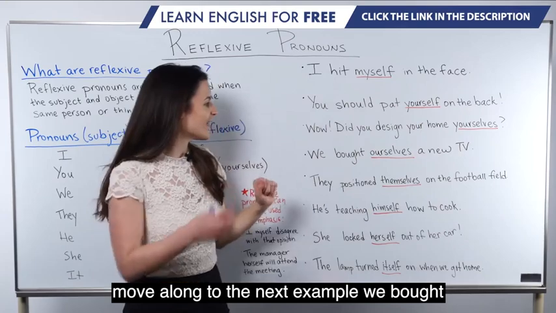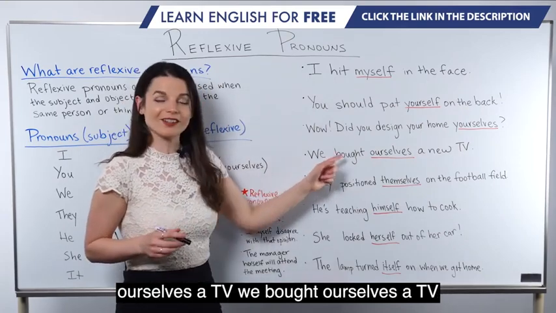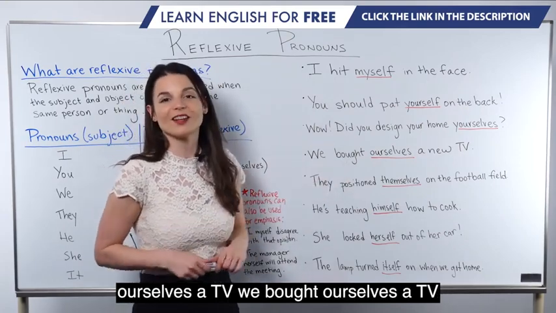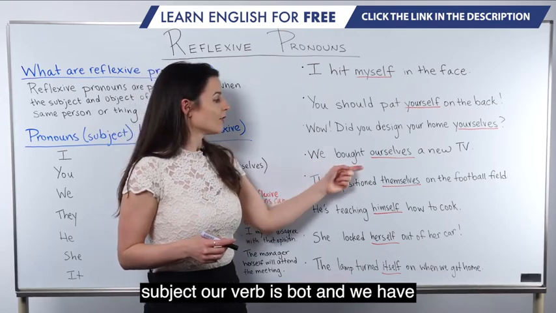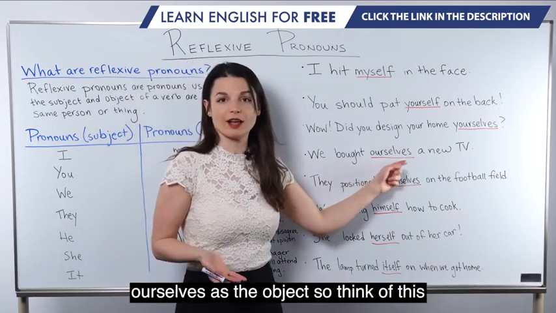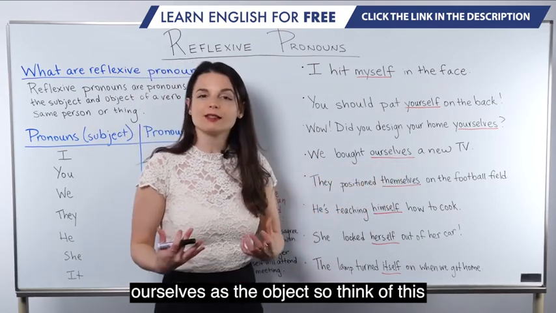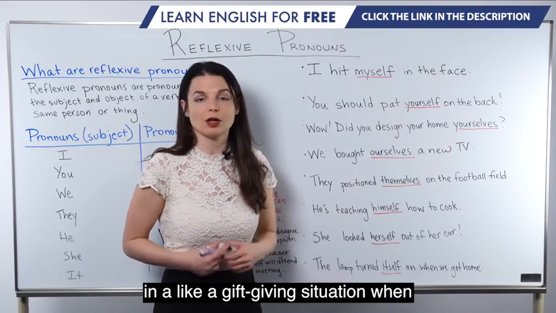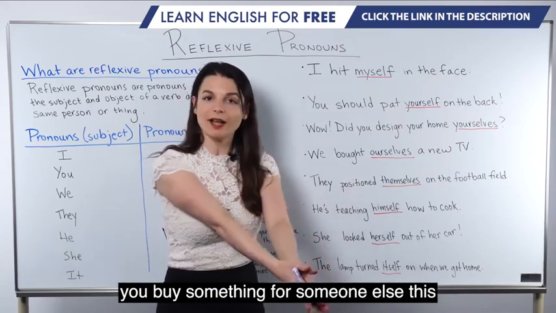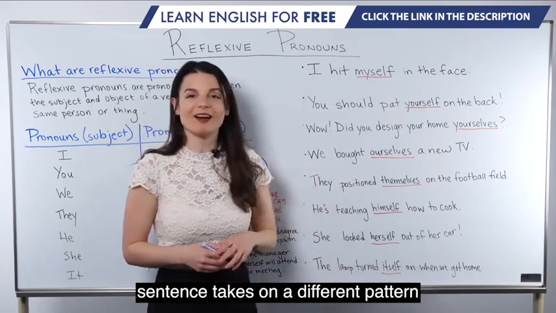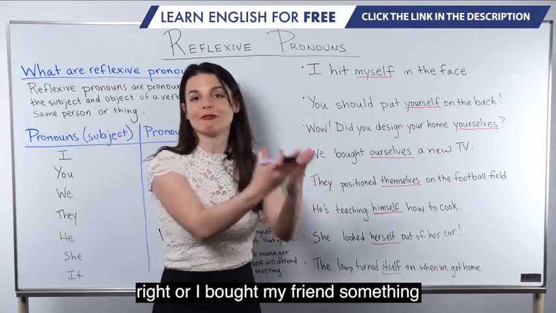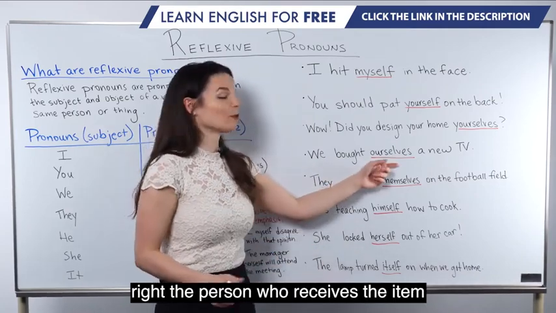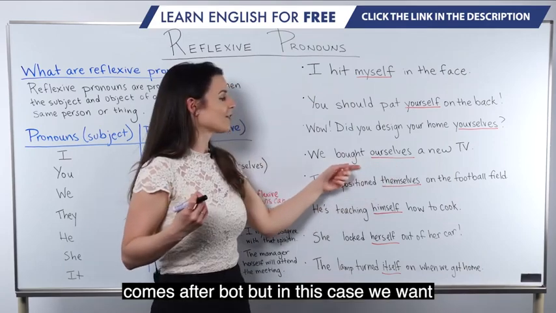Okay, let's move along to the next example. We bought ourselves a TV. In this sentence, we have our subject we, our verb is bought, and we have ourselves as the object. So think of this in a gift-giving situation. When you buy something for someone else, this sentence takes on a different pattern, right? I bought something for my friend, or I bought my friend something. The person who receives the item comes after bought.